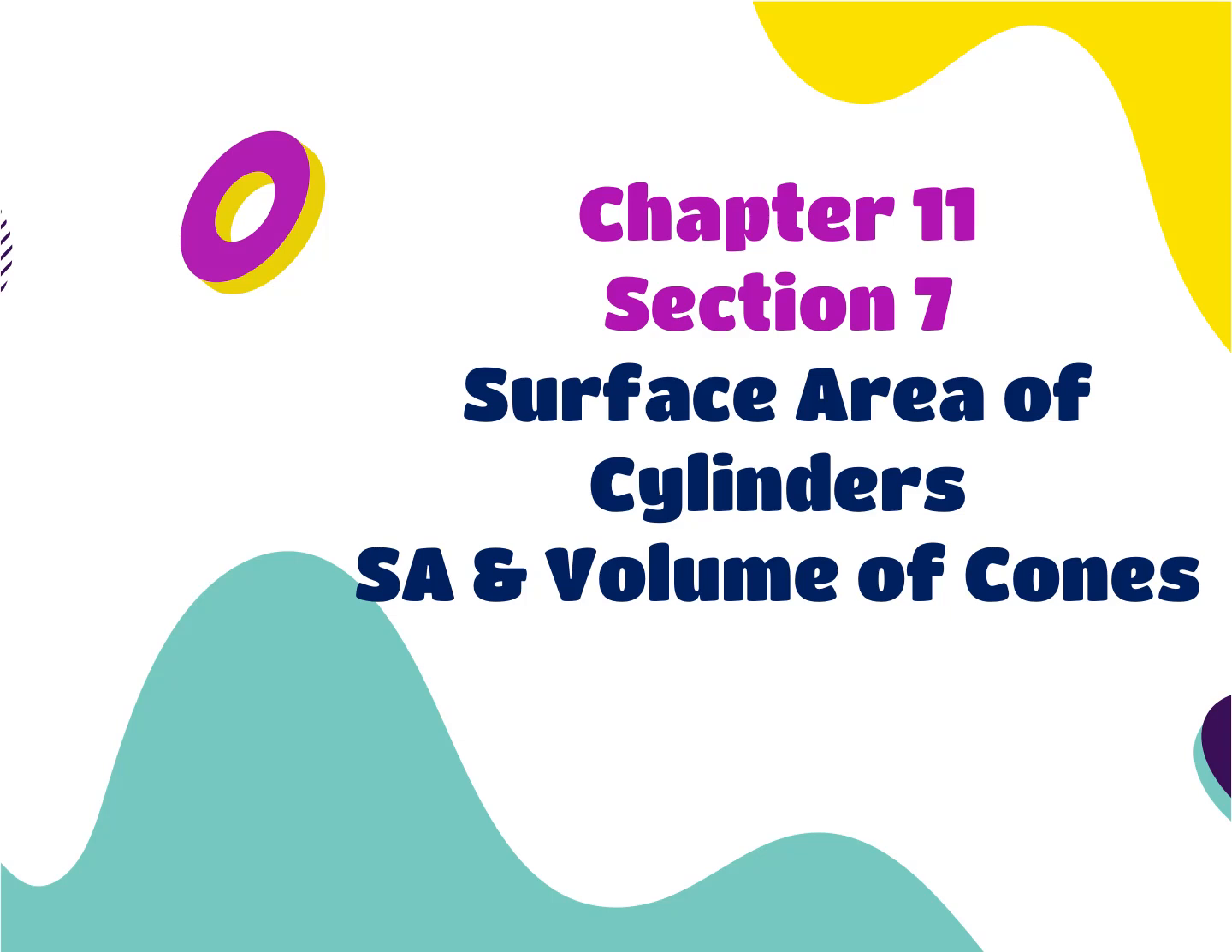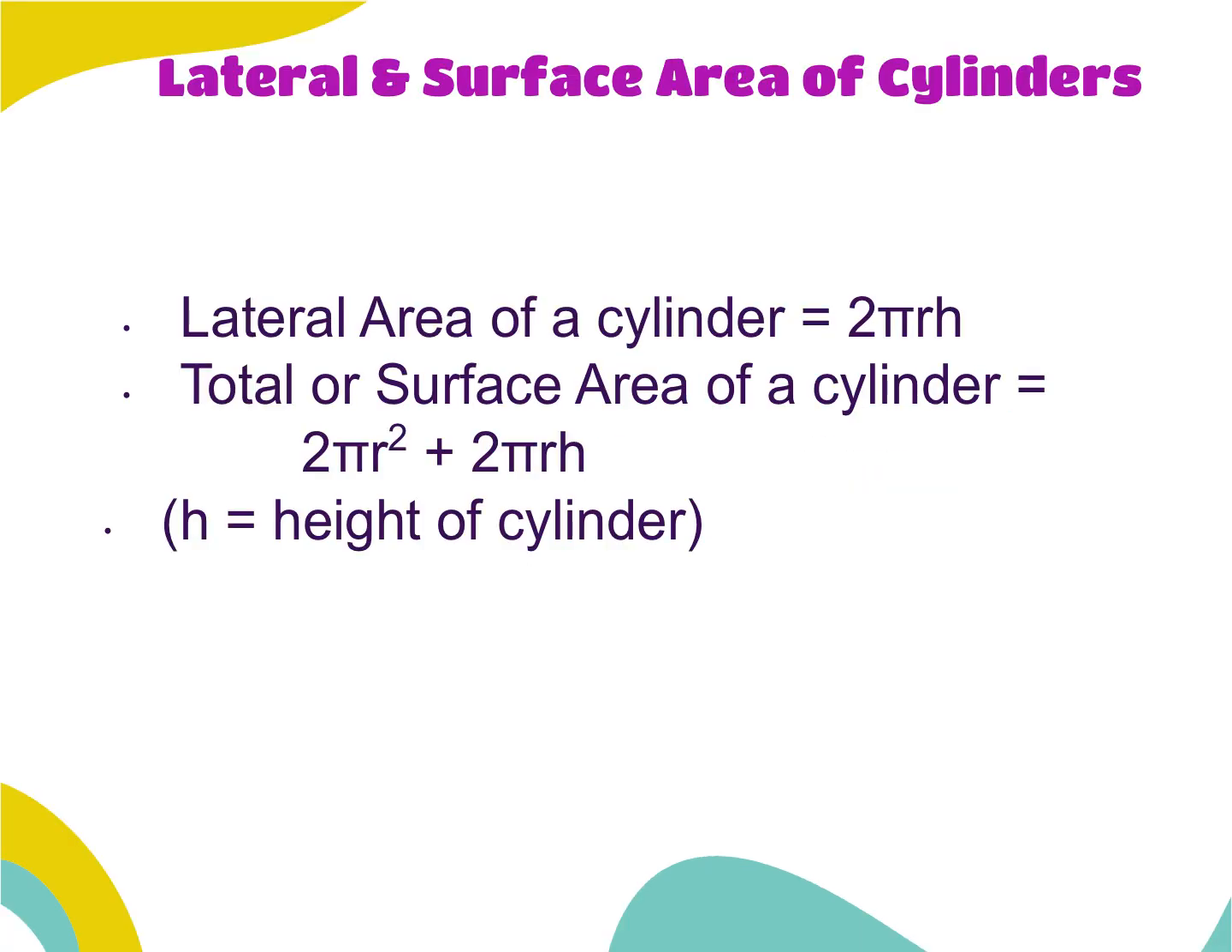All right, chapter 11, section 7. We did surface area of cylinders for 11.5. I'll just briefly go over it, but then we have surface area and volume of cones. So that's new. So we completed this slide for 11.5. Okay, we covered this already, but just going over it again, you have a cylinder.